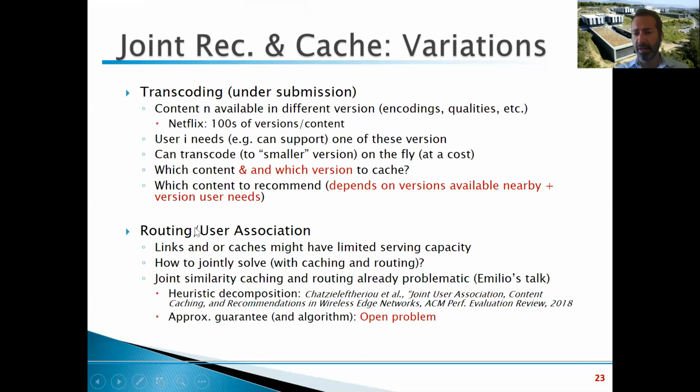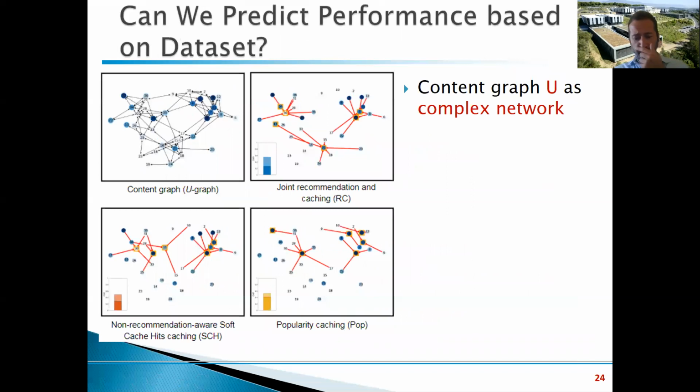We have been looking at routing and user association variables. Here, things get complicated, and this is an open problem. Emilio already mentioned a little bit about routing. And there are other things that you can imagine putting in this framework. Okay, and I want to finish with two directions that go in different ways, but are very interesting in this whole line of work on similarity casting and cast-friendly recommendations.